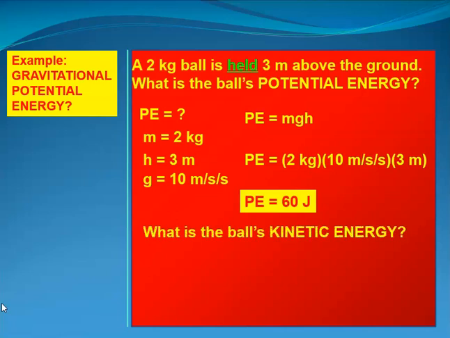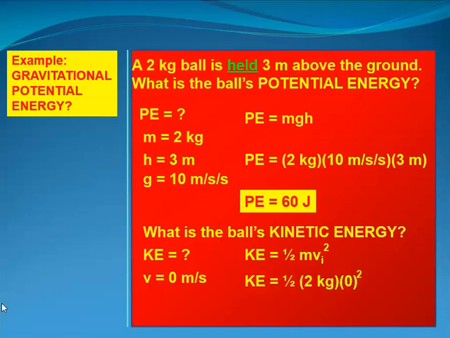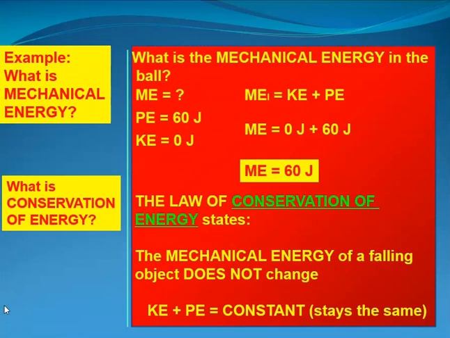What is the ball's kinetic energy? Kinetic energy equals, well, the velocity, if the ball is being held, is 0 meters per second. So we'll go ahead and plug the numbers in, and you get a kinetic energy of 0. So if the object is not moving, it does not have any kinetic energy. So what is the mechanical energy in the ball? So the potential energy we computed at 60 joules. The kinetic energy when the ball was being held is 0 joules. So you add those two numbers together and you get the mechanical energy of 60 joules.